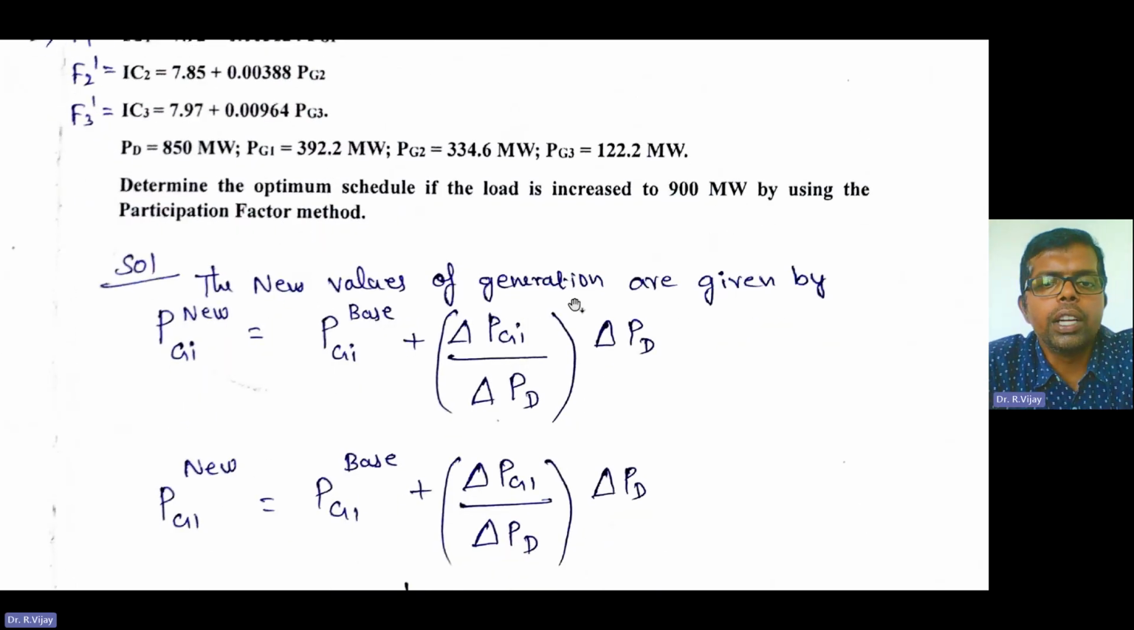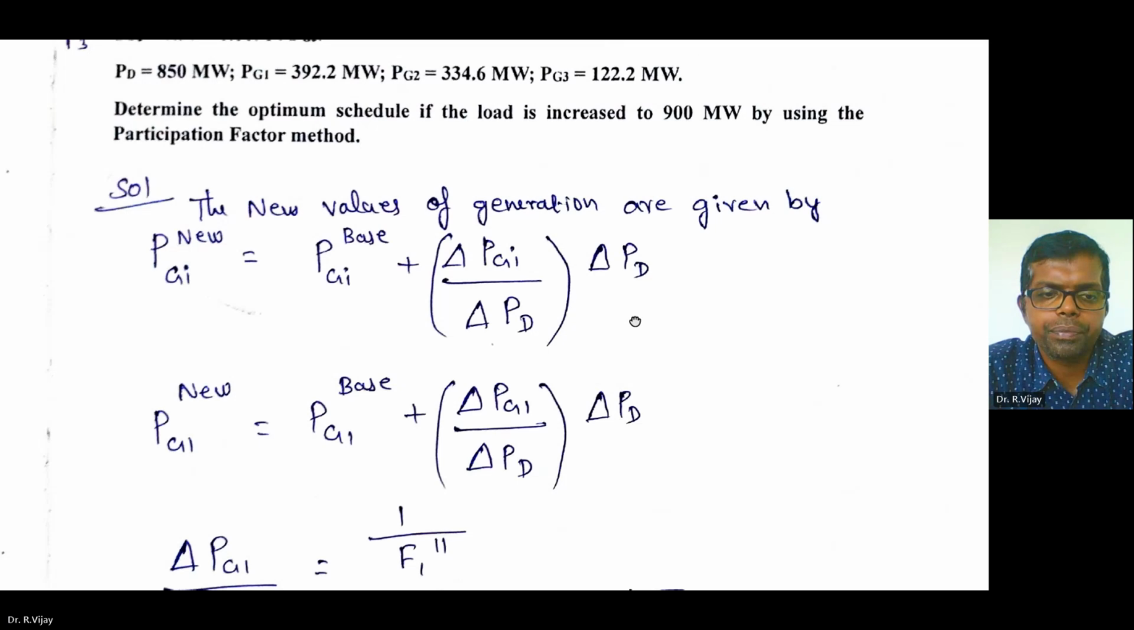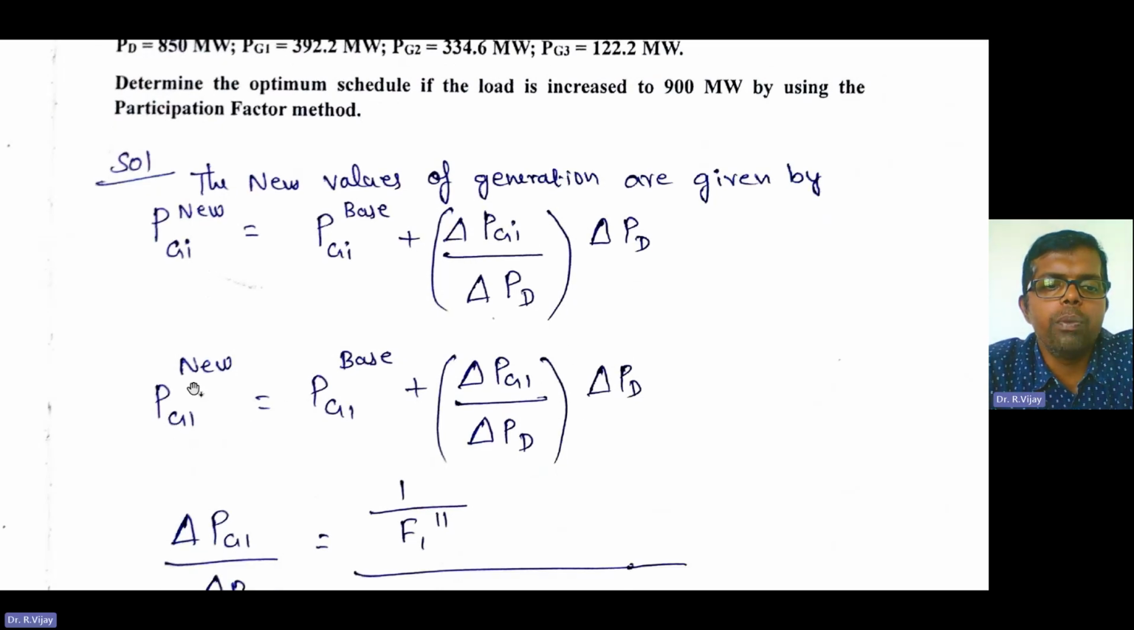So solution: the new values of generation are calculated by PGi new is equal to PGi base plus del PGi divided by del PD into del PD. This also we already derived in our previous classes. That already I said I will give that video in the description. Just watch that video, then come and solve this problem. This is the formula we already derived. That is PGi new is equal to PGi base plus del PGi divided by del PD, the whole into del PD.